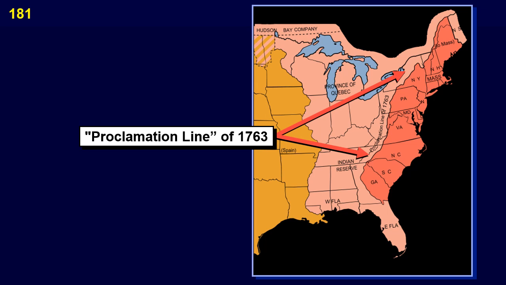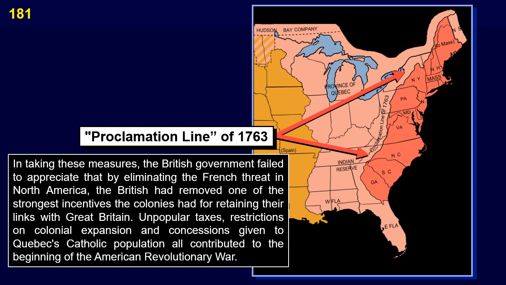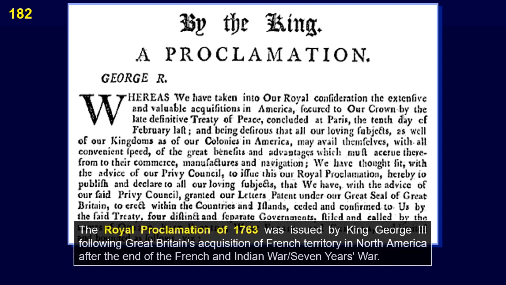In taking these measures, the British government failed to appreciate that by eliminating the French threat in North America, the British had removed one of the strongest incentives the colonies had for retaining their links with Great Britain. Unpopular taxes, restrictions on colonial expansion, and concessions given to Quebec's Catholic population all contributed to the beginning of the American Revolutionary War.